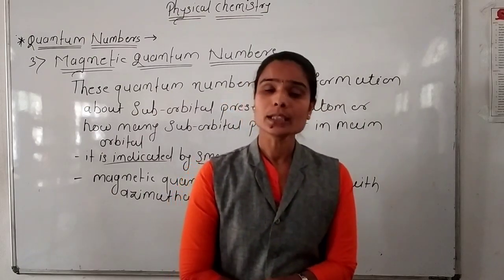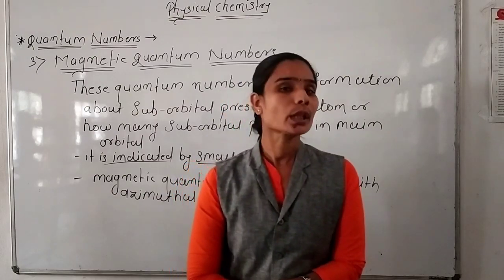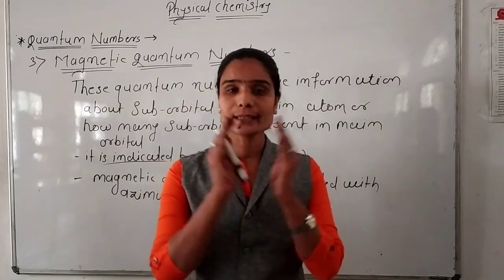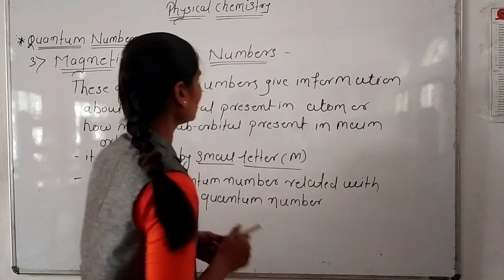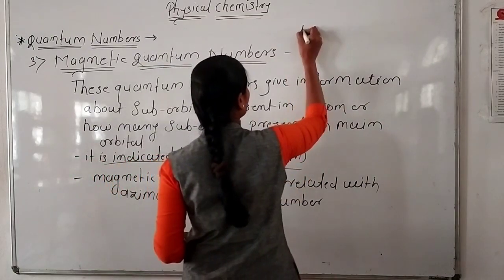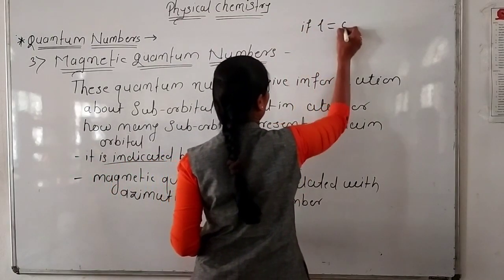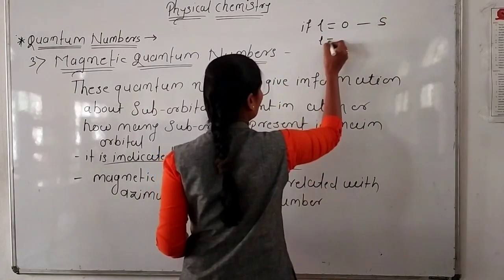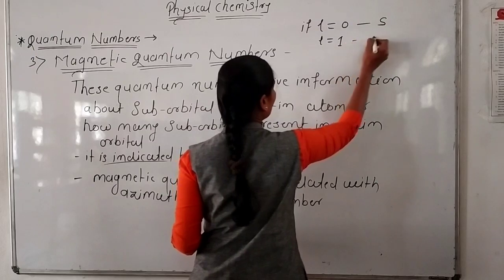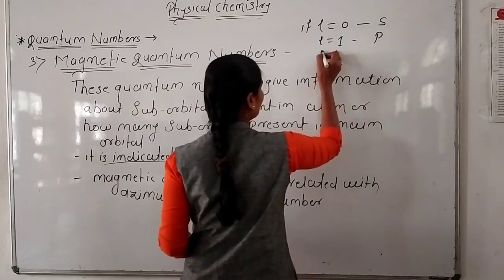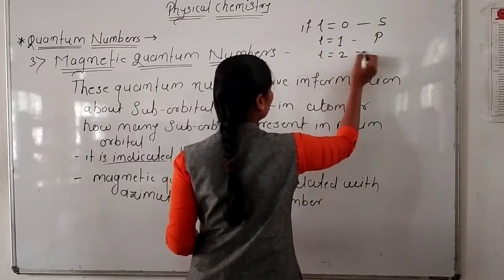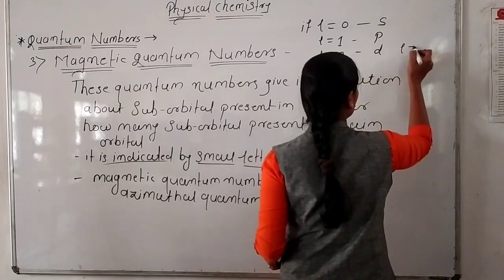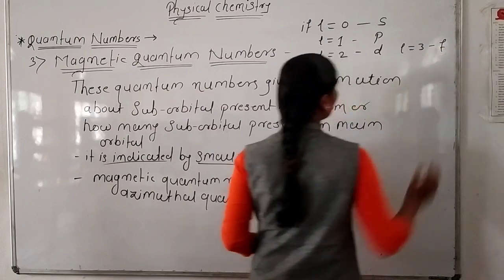Why? Because we know that the azimuthal quantum number gives the information about the orbital present in the atom. In the last lecture we saw that if l is equal to 0, then it is s orbital. If l is equal to 1, then it is p orbital. If l is equal to 2, then it is d orbital. Or if l is equal to 3, it is f orbital.